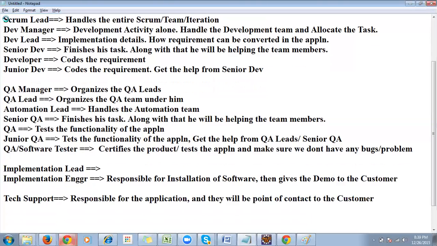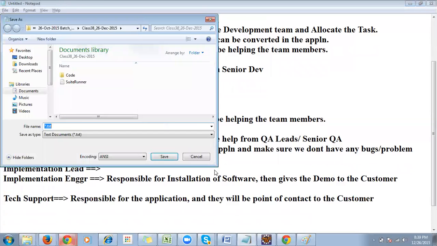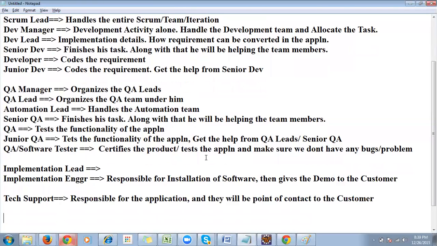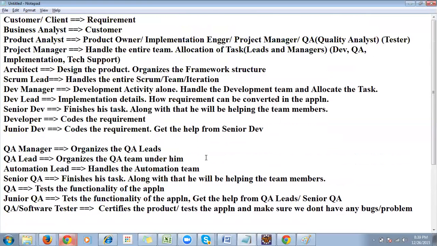Okay, any doubts on this one? Anyone has any doubts still now? Okay, still we have some more members, but right now this is all very important information.